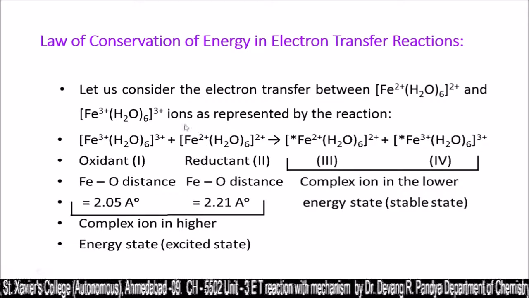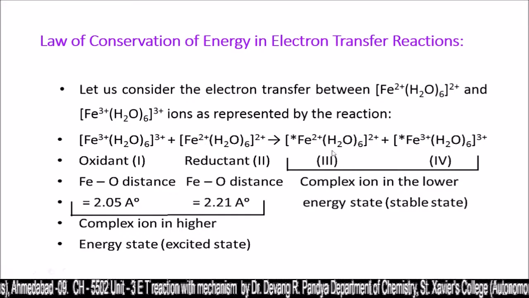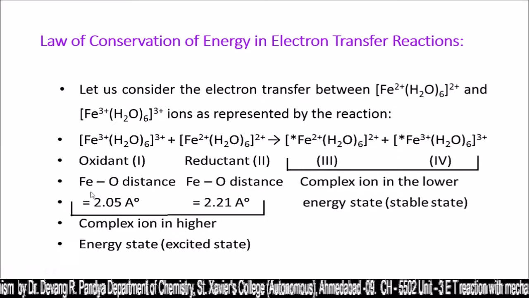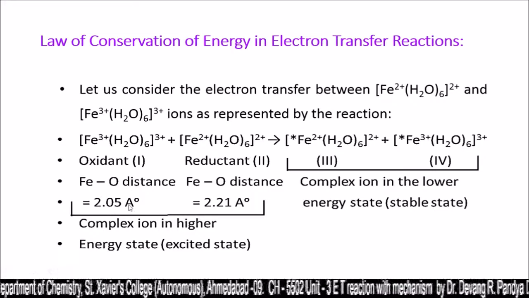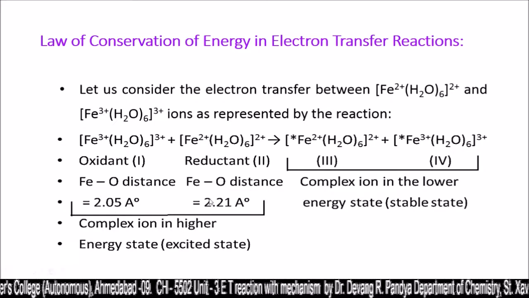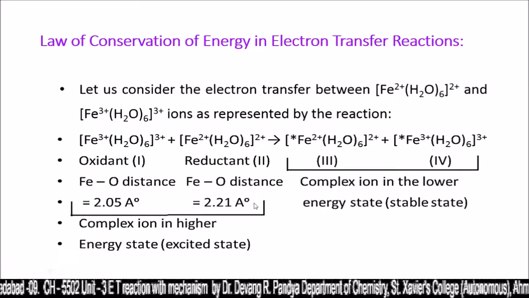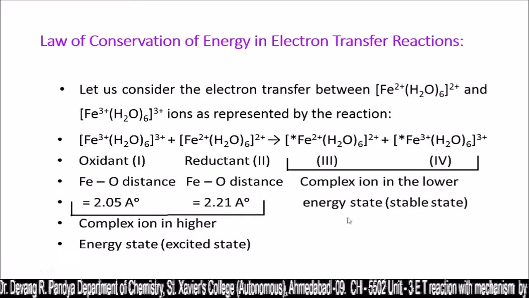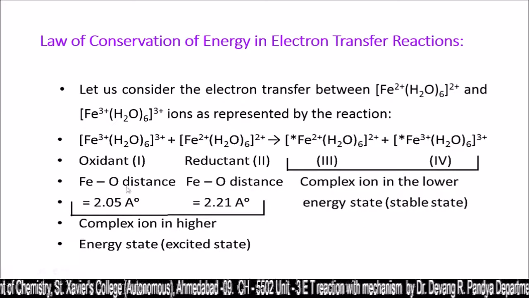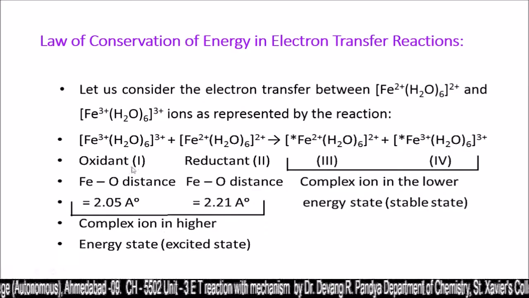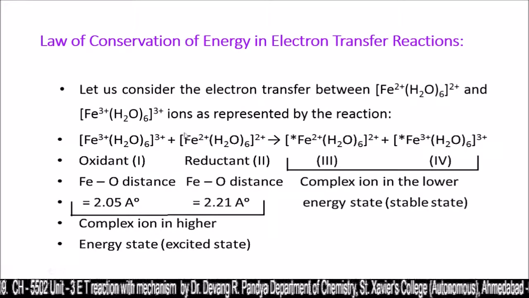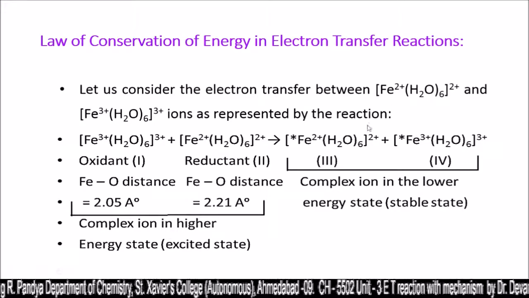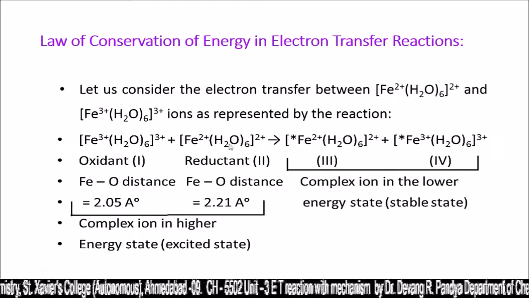So the electron from plus 2 enters into plus 3, ferrous to ferric, and that will give products 3 and 4. Here the distance between Fe and O is 2.05 angstrom, and in plus 2 it is 2.21 angstrom. Both products 3 and 4 are in a stable state, and here the energy state would be excited, and due to this excited state the electron exchange takes place from plus 2 to plus 3. So the plus 2 is converted into plus 3 and plus 3 is converted into plus 2.